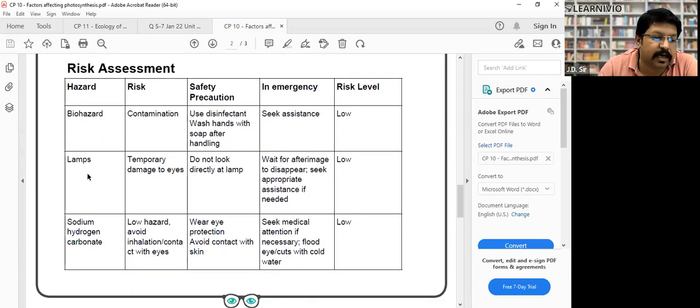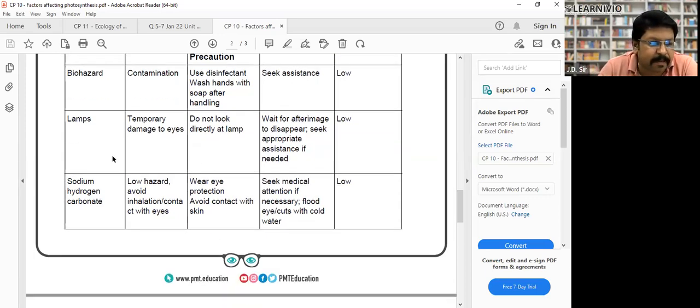Biohazard, what can be, means the harmful kind of effect. Risk, what is risk? Contamination. What kind of contamination? Use disinfectant, wash the hand with the soap after handling, right? You may get infected from the algae, any bacterial infection from the water and all that. Seeking assistance, and risk management is low. So we always do the experiment when risk management is low or medium.